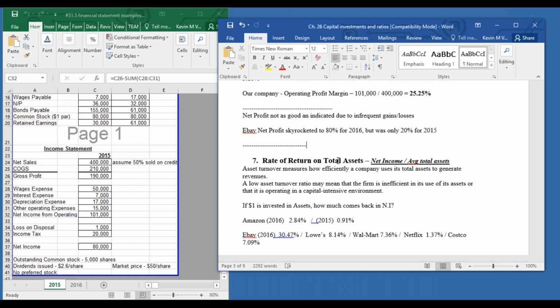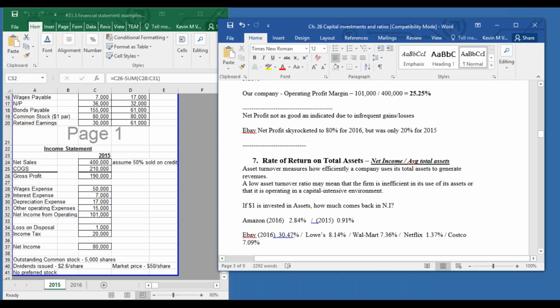So our rate of return is, if I'm buying assets, is it doing my company any good? If I keep adding buildings and equipment, I hope that those buildings and equipment are turning around and making me money. That's what this item does, rate of return on total assets. If I have a whole bunch of total assets, hopefully I'm making money on those. So I want to see, what's that return going to be?